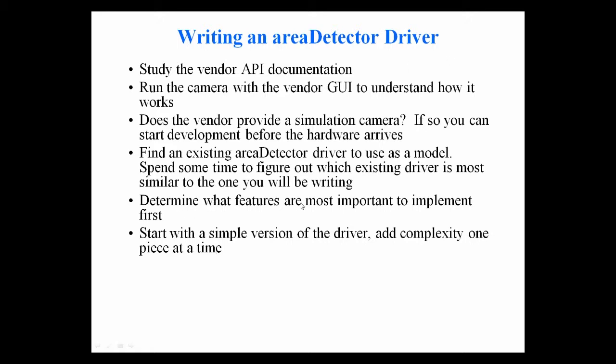Then, of course, you want to determine what features are most important to implement, or at least to implement first, because you don't want to jump in and try to just make everything work before you get anything working. So figure out what you need to implement first, what your customers want, and then start with a simple version of the driver and add complexity a piece at a time. Sometimes you have to write quite a bit of code to get anything to work, particularly to get images out of the camera. But start with not worrying about controlling the gain or controlling the region of interest and stuff to start with. Just try to get an image out.